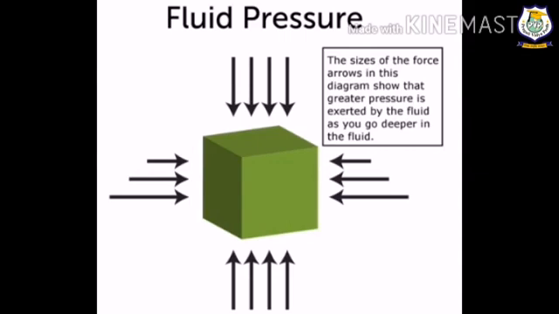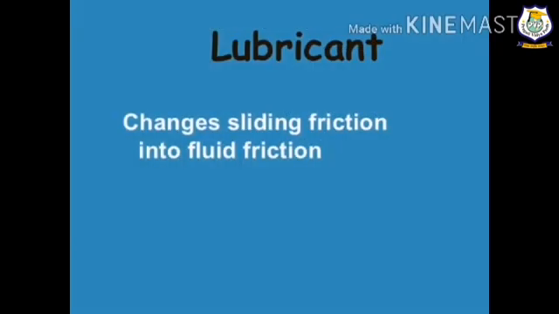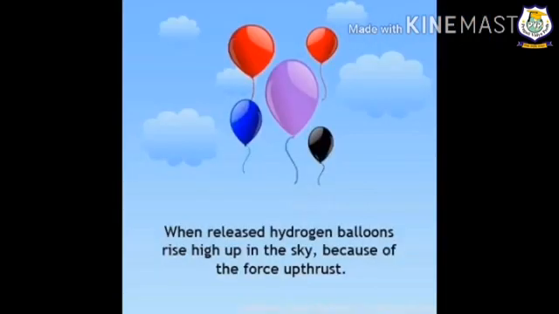Now, the fluid pressure. The size of the force arrow in this diagram shows that greater pressure is exerted by the fluid as you go deeper in the fluid. Now here are some important words. First, lubricant. Lubricant changes sliding friction into fluid friction. In this picture, when released, hydrogen balloons rise high up in the sky because of the force of thrust.